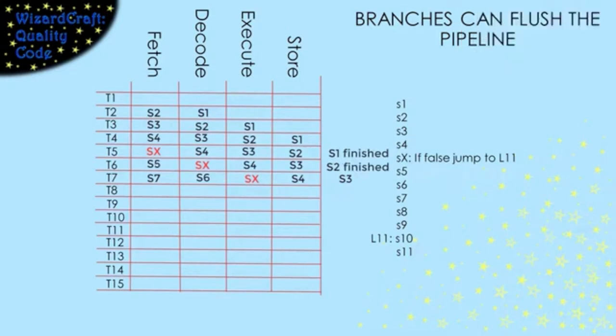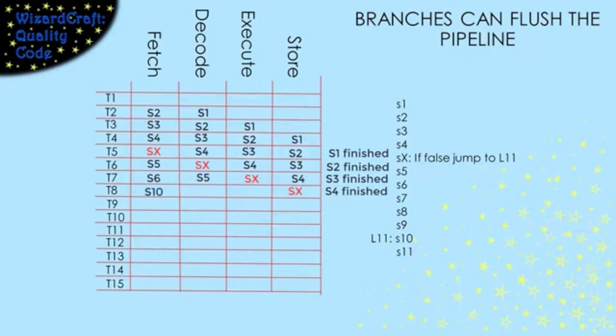Suppose the condition says that we don't take the conditional jump. Then the next statement we should execute is S5, and that's the next thing in the pipeline. So not taking the conditional jump doesn't hurt the pipeline at all. Now suppose that the condition says we're supposed to make that jump. Then the next statement that we need to execute isn't the S5 that's in the pipeline. It's S10, which we haven't even started.